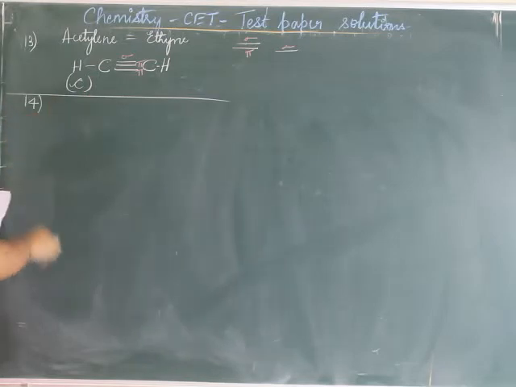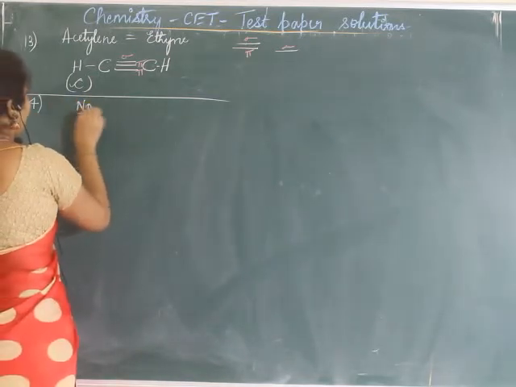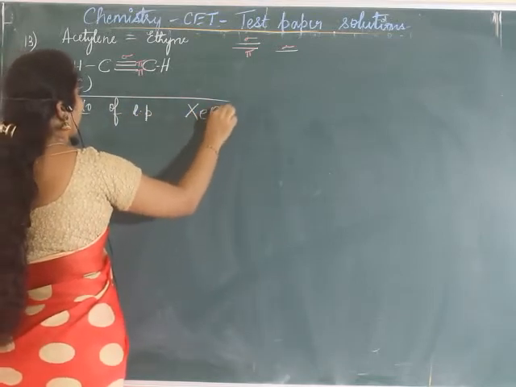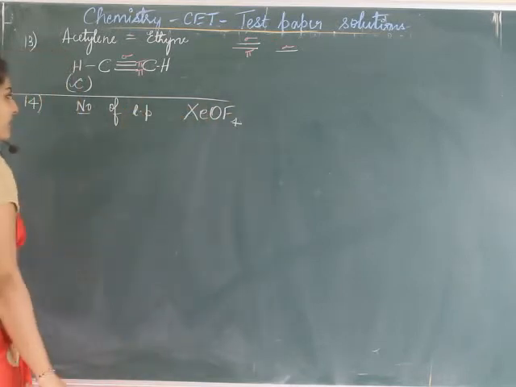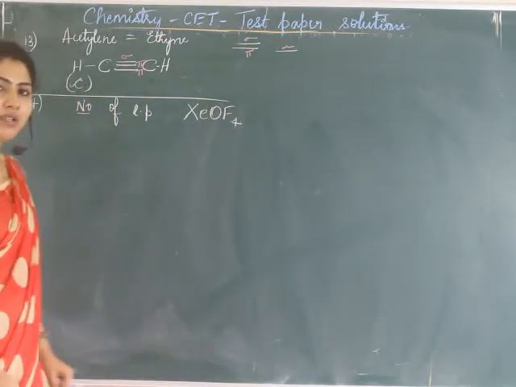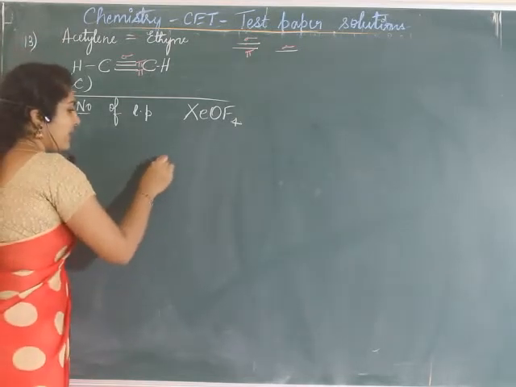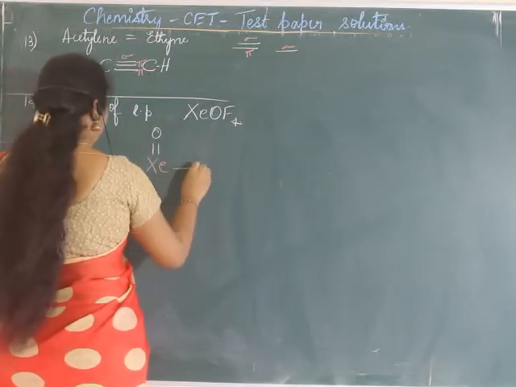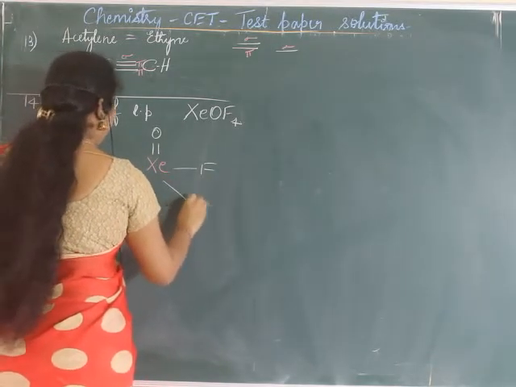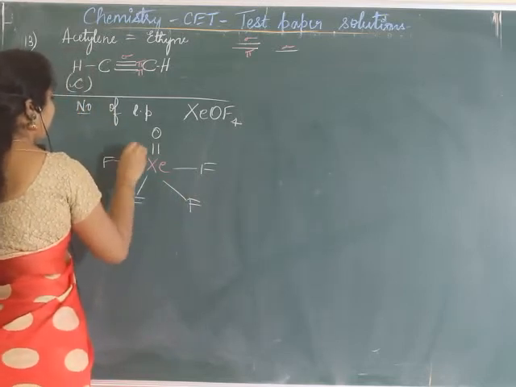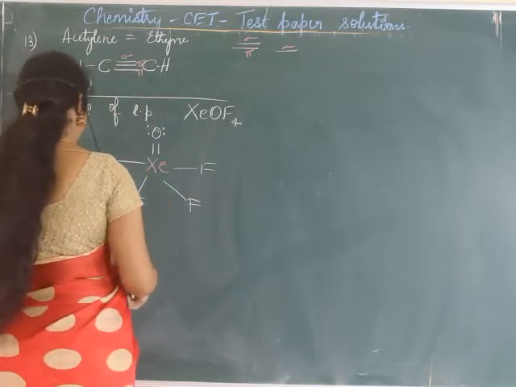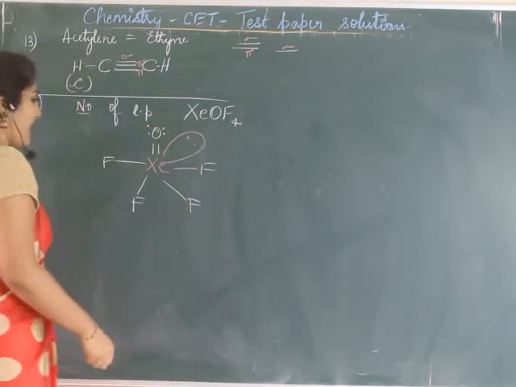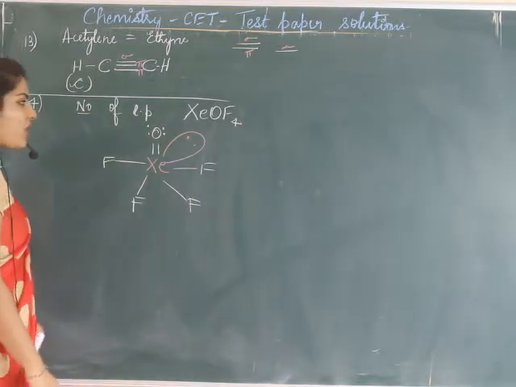14th one, number of lone pair in XeOF4, xenon oxyfluoride. In xenon oxyfluoride, number of lone pair of electron is asked. Xenon oxyfluoride means double bond O. Here it has 2, 3, 4. Then xenon will have a lone pair of electron. This way. This is the structure of xenon oxyfluoride.